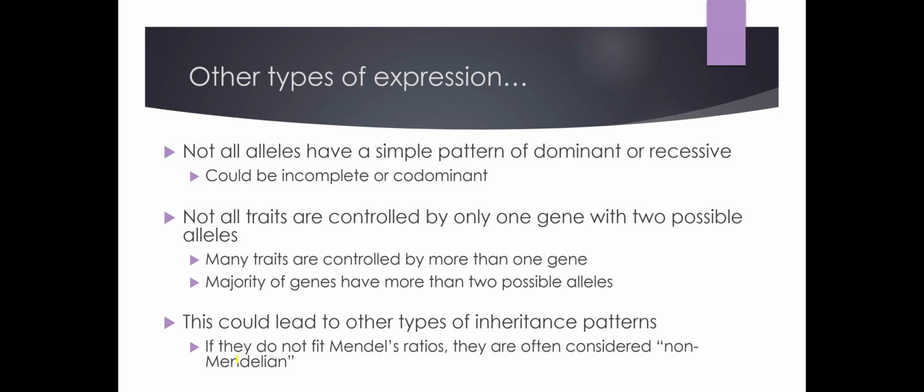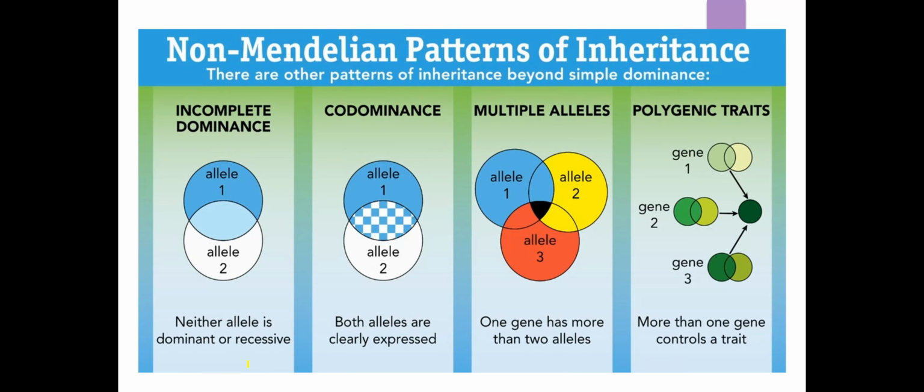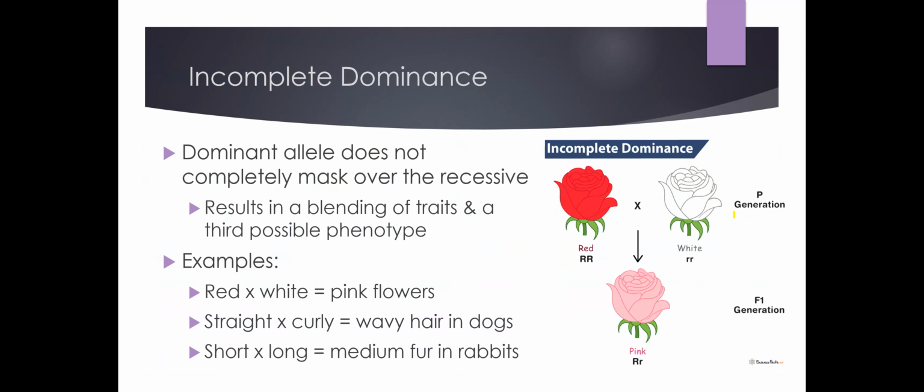And so what happens is we get some of these other inheritance patterns, and oftentimes we refer to these as non-Mendelian inheritance. And so here's a great review of everything that we're about to cover. We're going to take a look at incomplete dominance, where it's not just normal dominant recessive. We're going to take a look at codominance. We're going to take a look at what happens if you have more than two possible alleles. And then we're going to take a look at what happens when you have multiple genes controlling a trait. And so we're going to start with incomplete dominance.